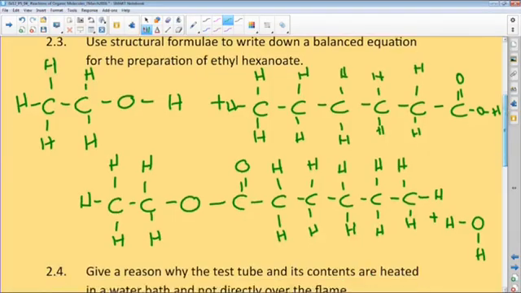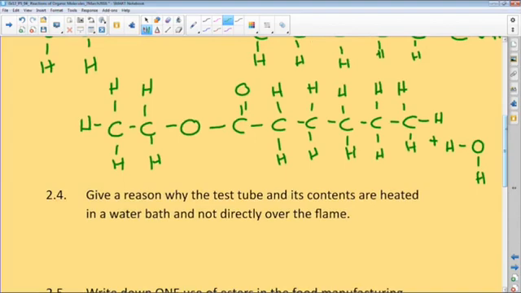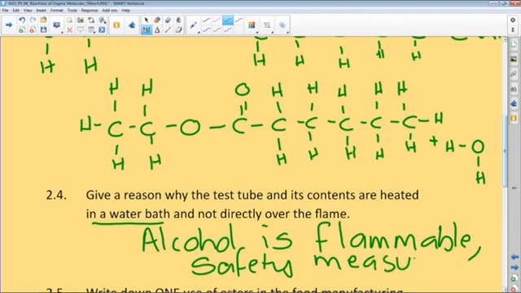Okay? Good. Now it says, give a reason why the test tube and its contents are heated over a water bath and not directly over a flame. Well, I said this to you earlier. We heat it in a water bath because alcohol is flammable. All right? That means this is a safety measure. It's a safety measure. Okay, it's to make it safer for us.